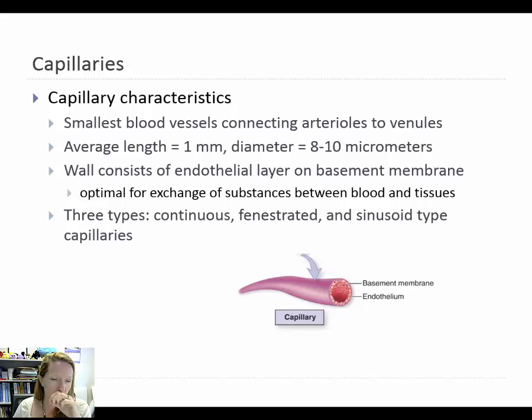This is where we are going to have gas exchange occur. This is where we are going to send out nutrients and all of that stuff. So the only way to do that is if we have a simple squamous epithelium. So no tunica media, no tunica externa. We don't need that. We need this because of the function, and that is exactly what we have here. So that's optimal for its function. Let's take a look at these three different types of capillaries.